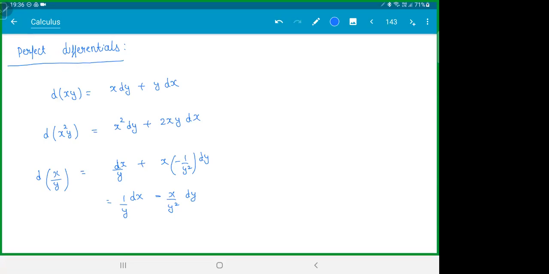All got this? What are perfect differentials you're getting? If you can somehow make these two terms into a single term, it's called a perfect differential. All clear with this?